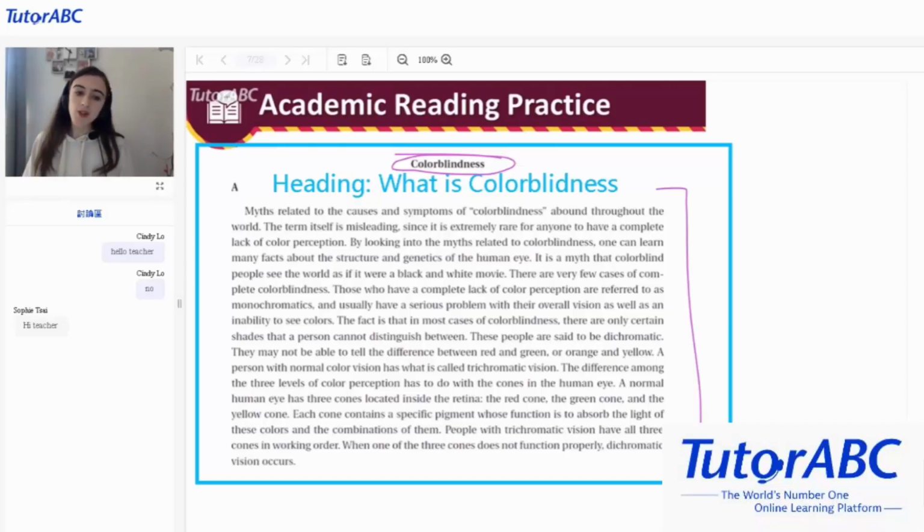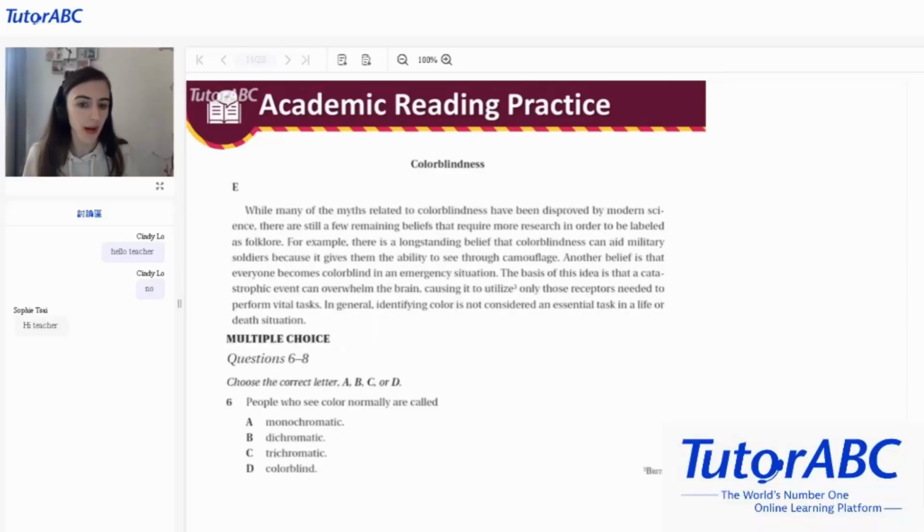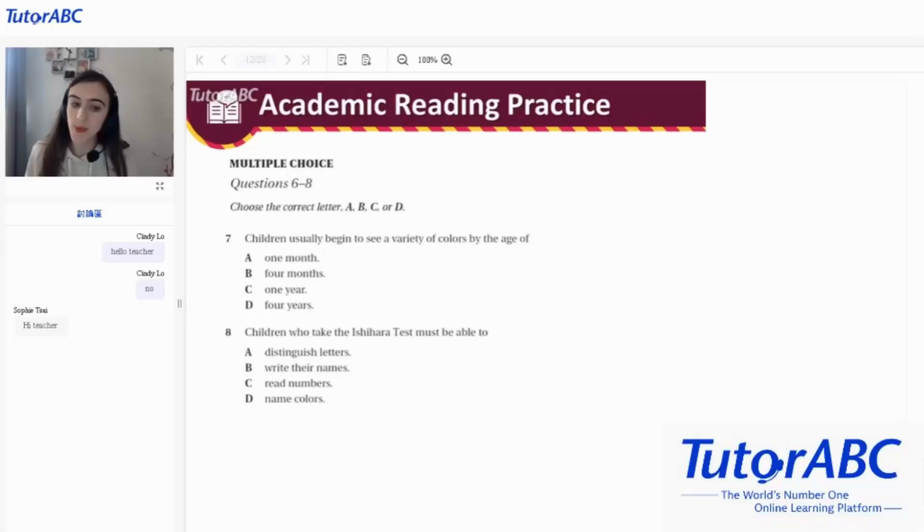So guys, I'm going to let you do some reading now. You need to locate some information. There are 5 paragraphs. I'll give you lots of time to read, but have a look at these multiple choice questions you'll have. I want you to look for this when you read: people who see color normally are called what? So look for that when you read.